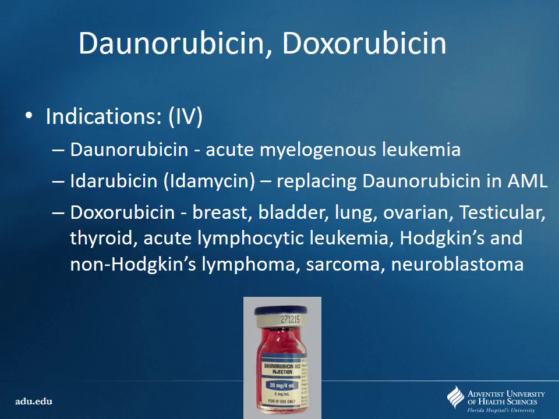You see all the different types of tumors they can be used for. Notice here it's a very dark red color, so it's kind of interesting. If you ever see that, you'll know that it's definitely a daunorubicin or doxorubicin.